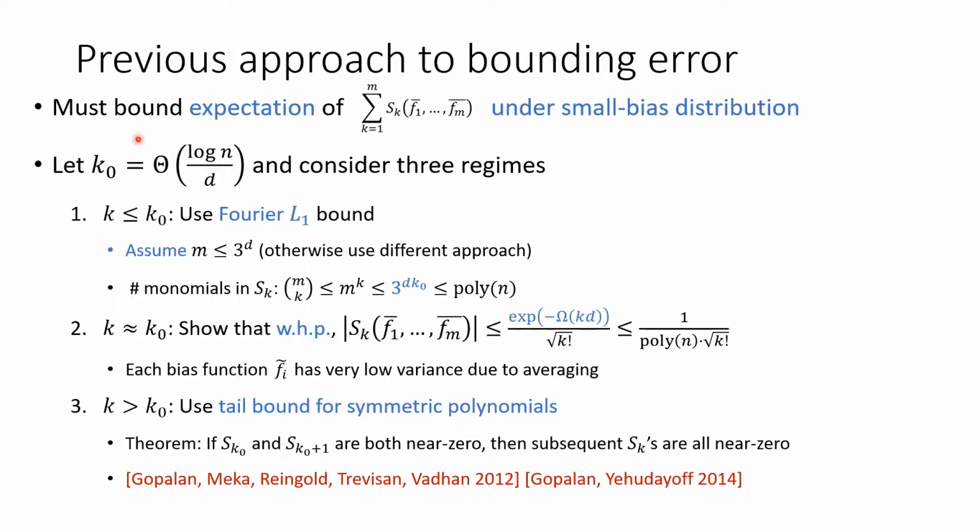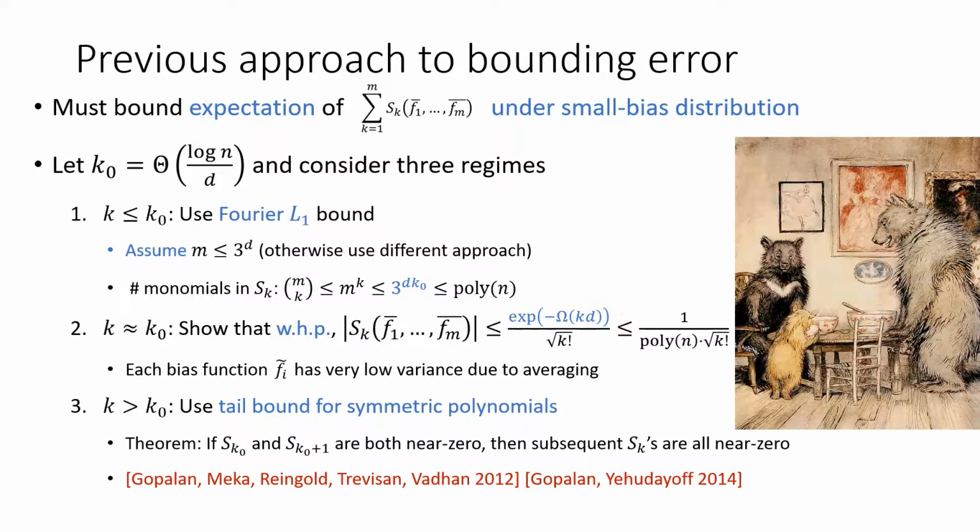I want to draw your attention to the value of this cutoff parameter k0. We needed to make sure it's not too big so that the Fourier L1 bound works out. But we also needed to make sure it's not too small so that the middle terms are sufficiently smoothed. It's like a Goldilocks condition. We need to choose k0 just right. For both the upper and the lower bound, what we need is that this quantity d times k0 is approximately log n.